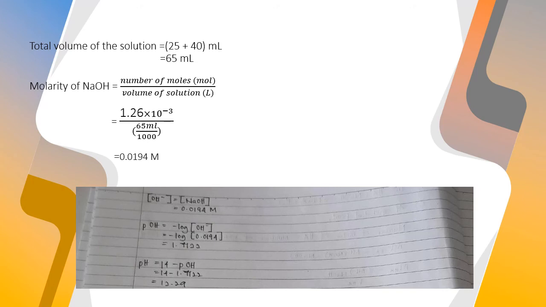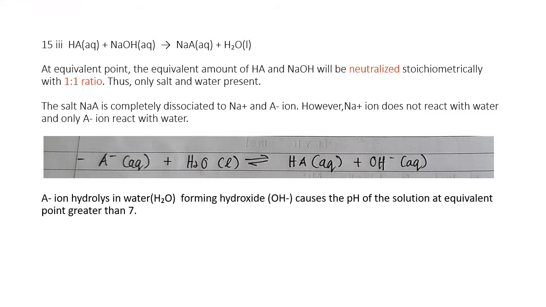We need to find the pH. The general formula for pH is pH plus pOH equals 14. You need to find the pH, so simplify the equation. pH equals 14 minus pOH, substitute the value, and we have the answer 12.29. That's it for question 2.